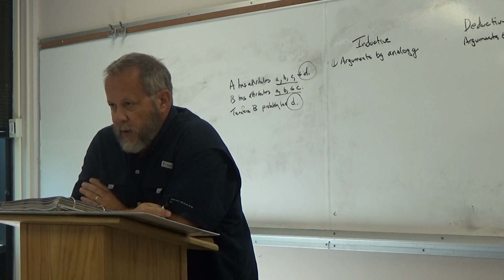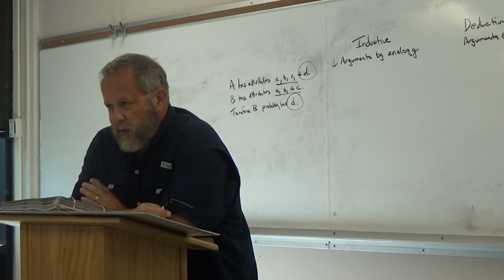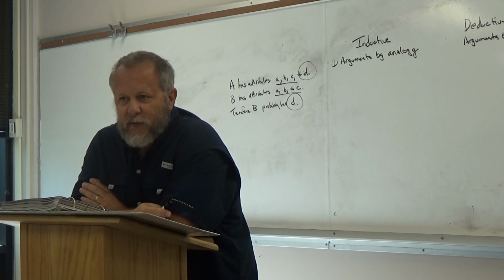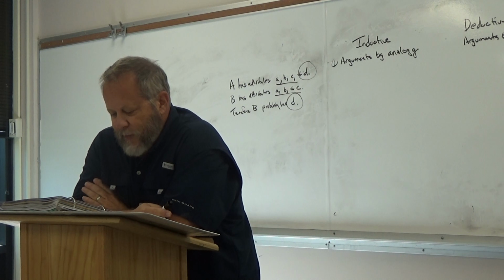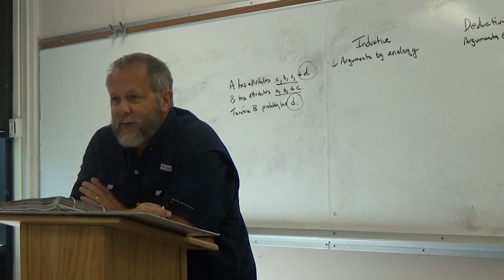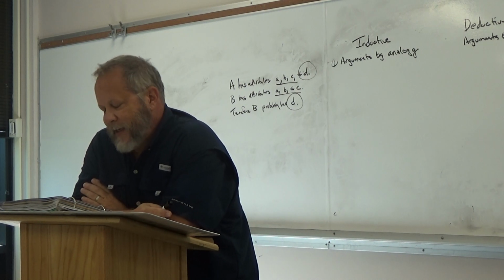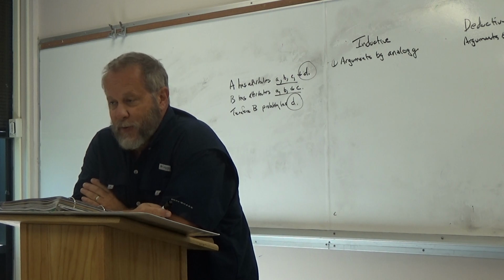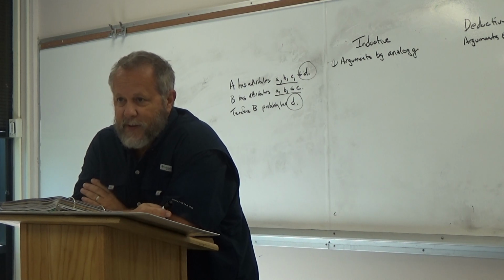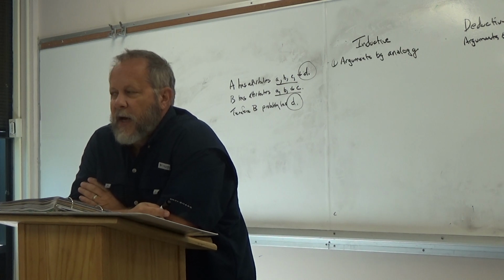Susan's mother has a brother. Therefore, Susan has an uncle. It follows from what it means for a mother to have a brother that any child of the mother would have an uncle. Does everybody understand that? So that'd be an argument based on definitions, okay?